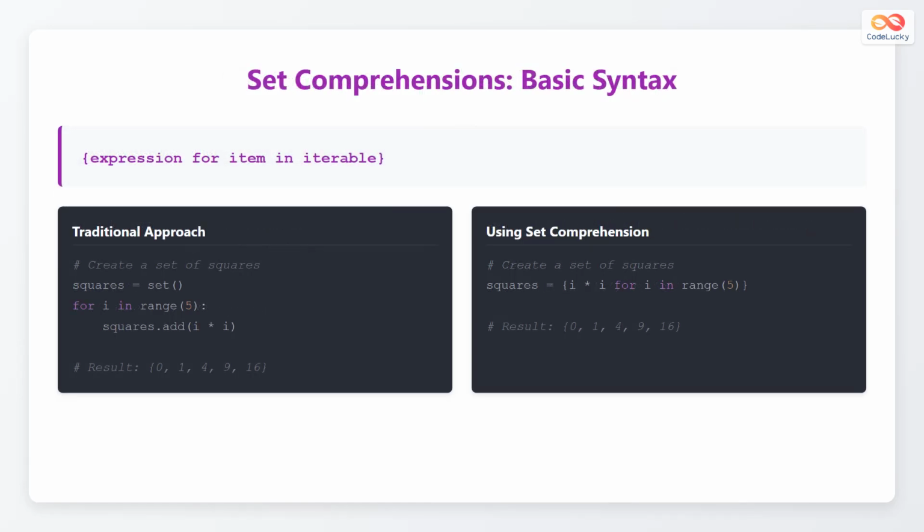Next, we'll dive into set comprehensions. The basic syntax for set comprehensions consists of an expression followed by a for loop that iterates over an iterable. The expression is evaluated for each item in the iterable, and the results are collected into a new set. Similar to list and dictionary comprehensions, set comprehensions provide a concise way to create sets.